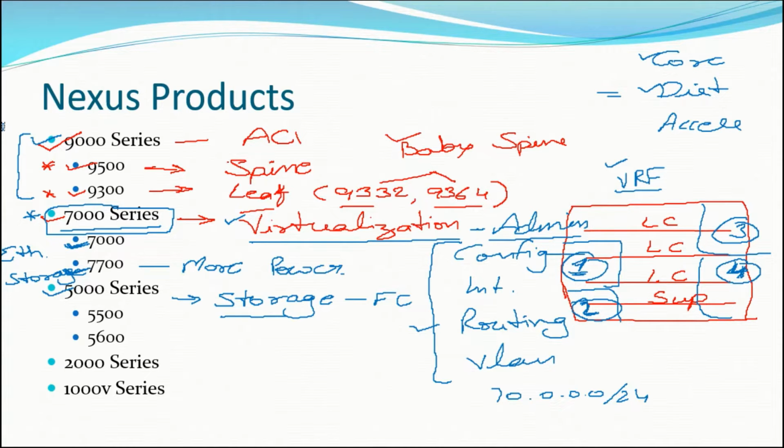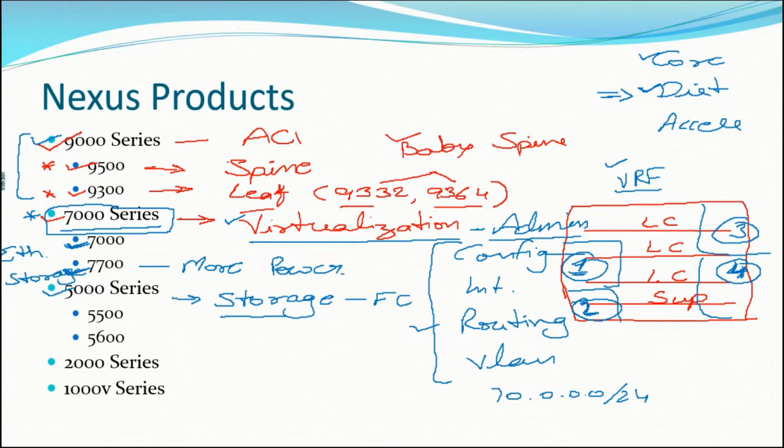Preferred, they said, it has the capability to connect your layer 2 infrastructure as well as layer 3 infrastructure, as well as some of the storage devices as well. So Cisco recommended that this 7000 series of switches can be used over here in the distribution layer.